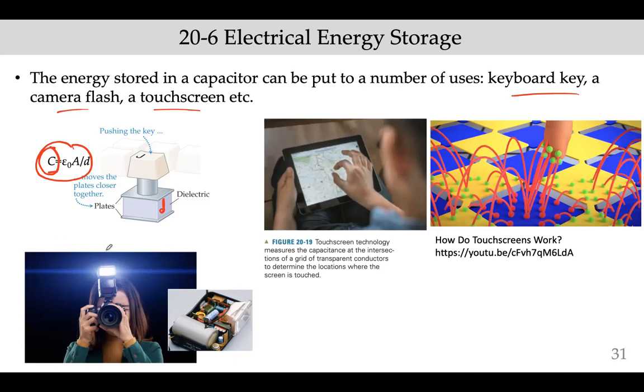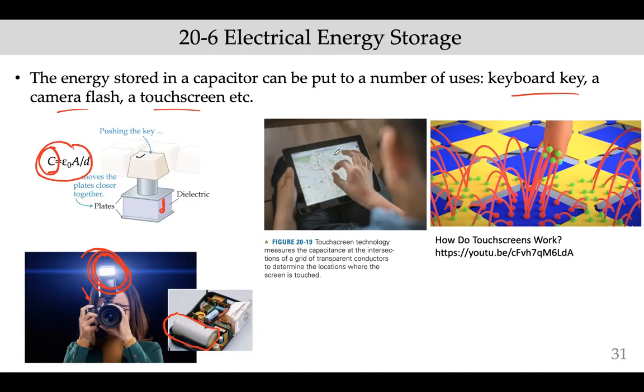Capacitors are also used in flashes. This large piece here is the capacitor. It takes some charge, sometimes a couple seconds to charge completely, and then when you take a photo, it flashes. It discharges in a very short amount of time, producing a really bright image.